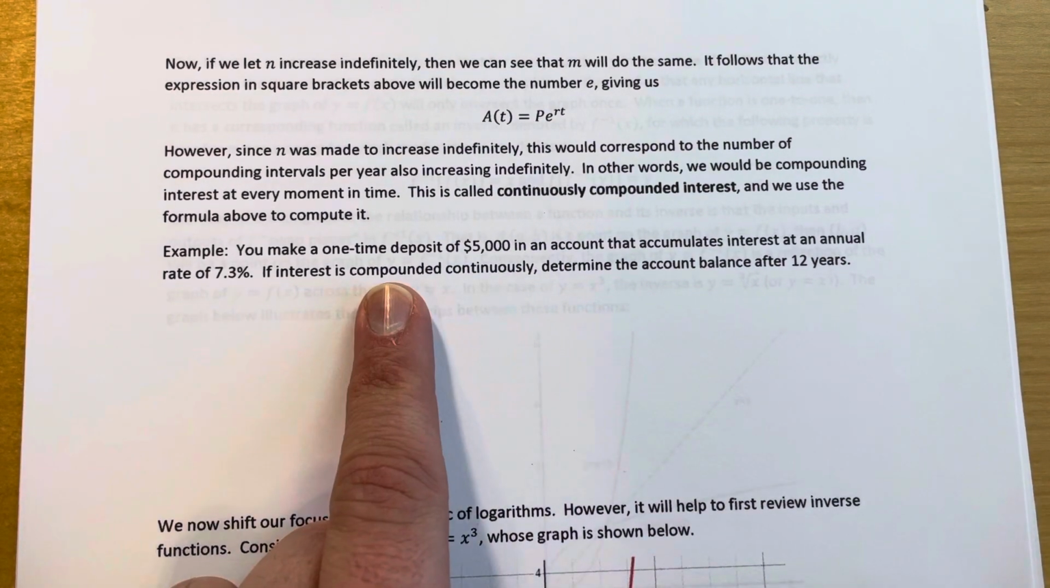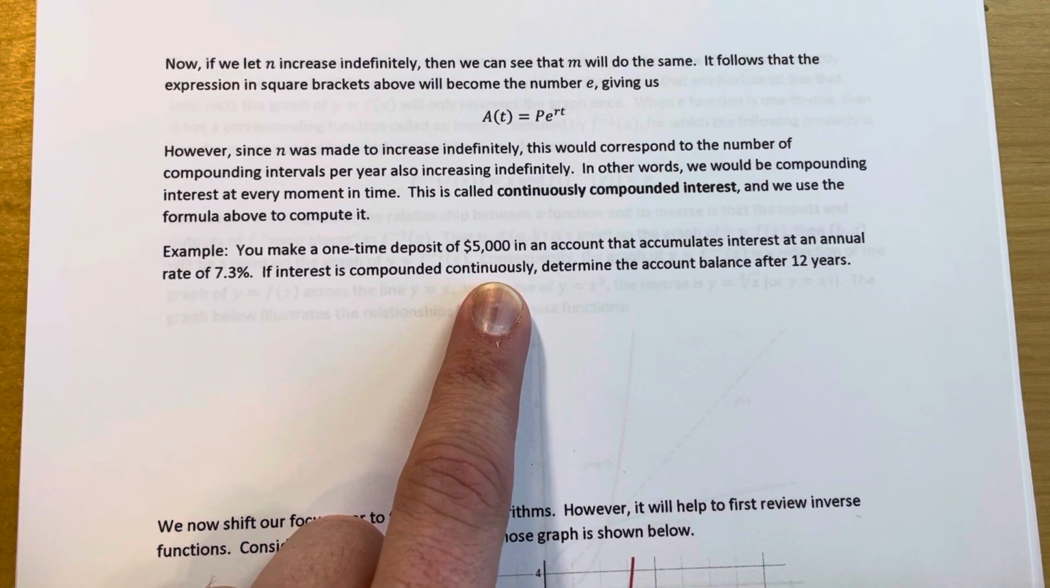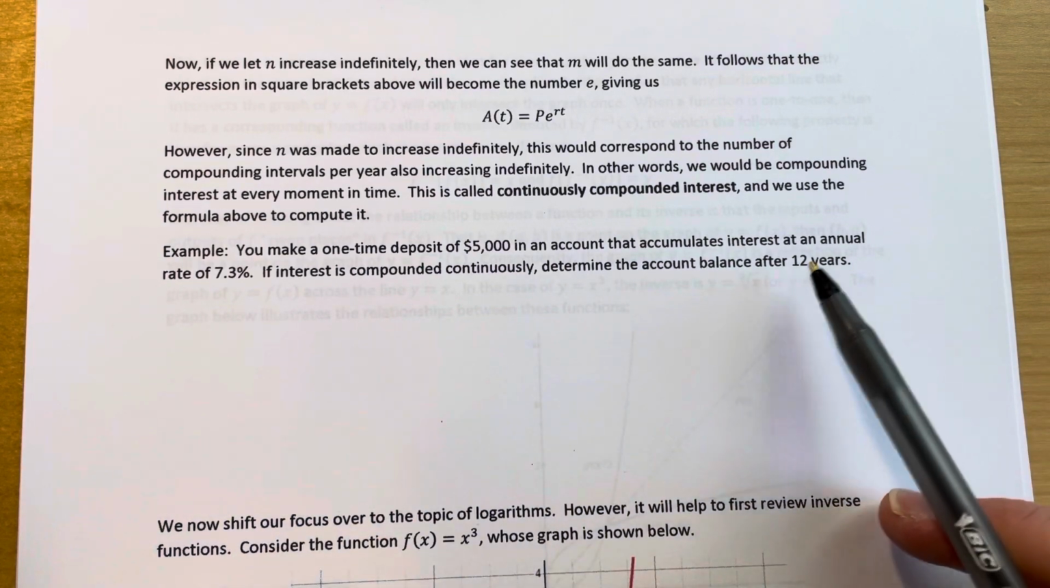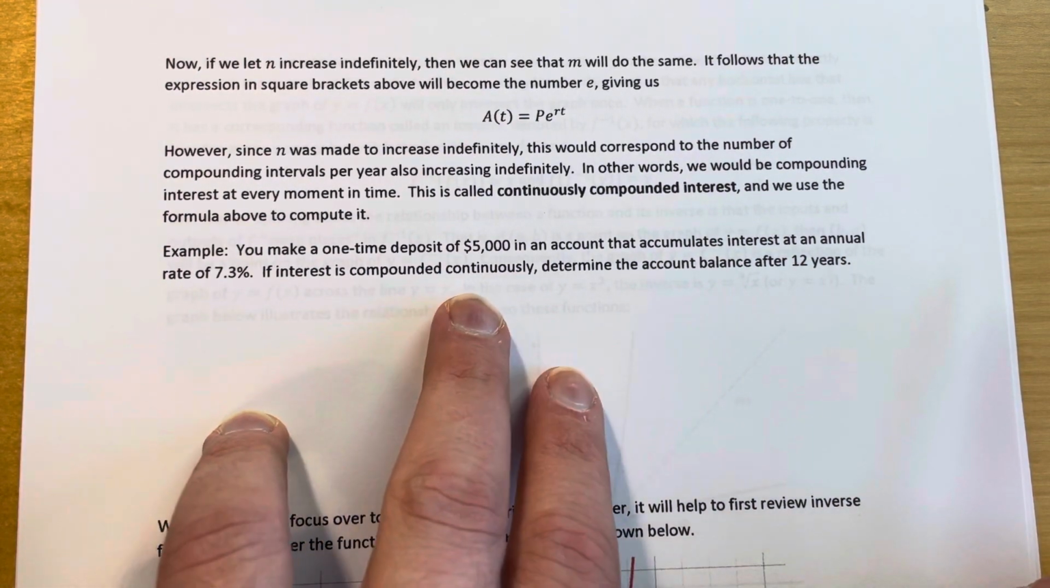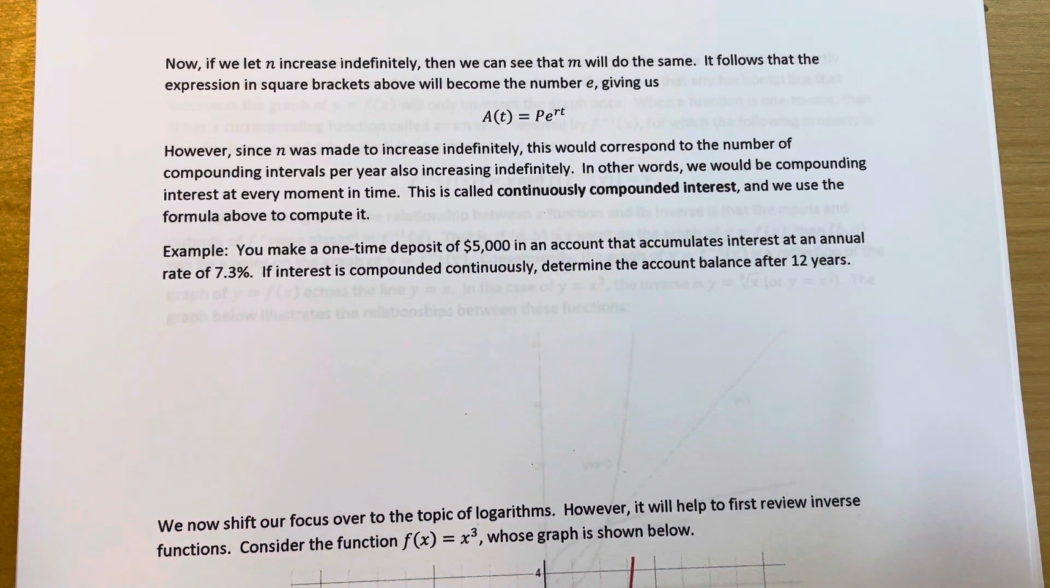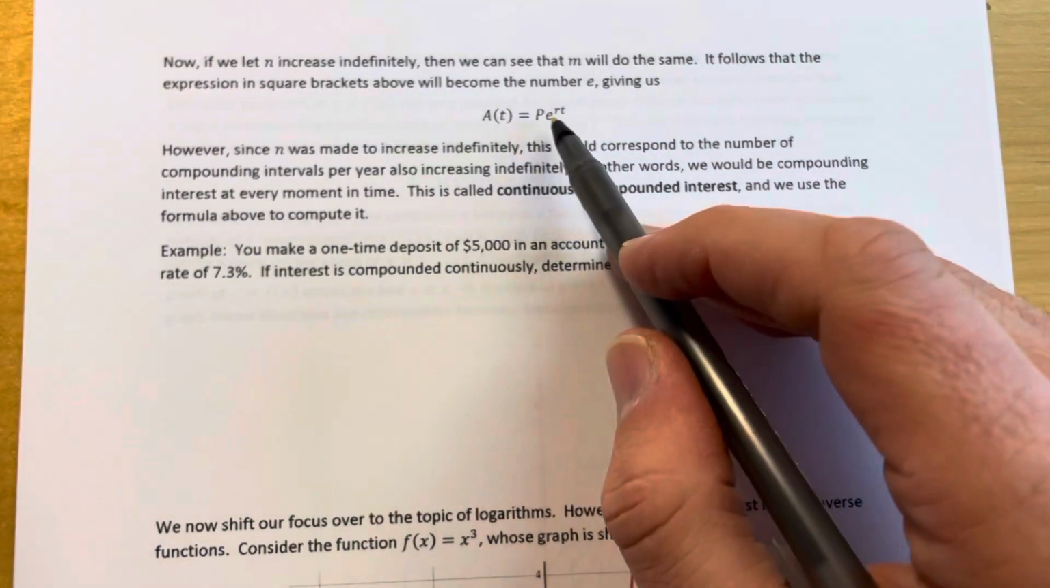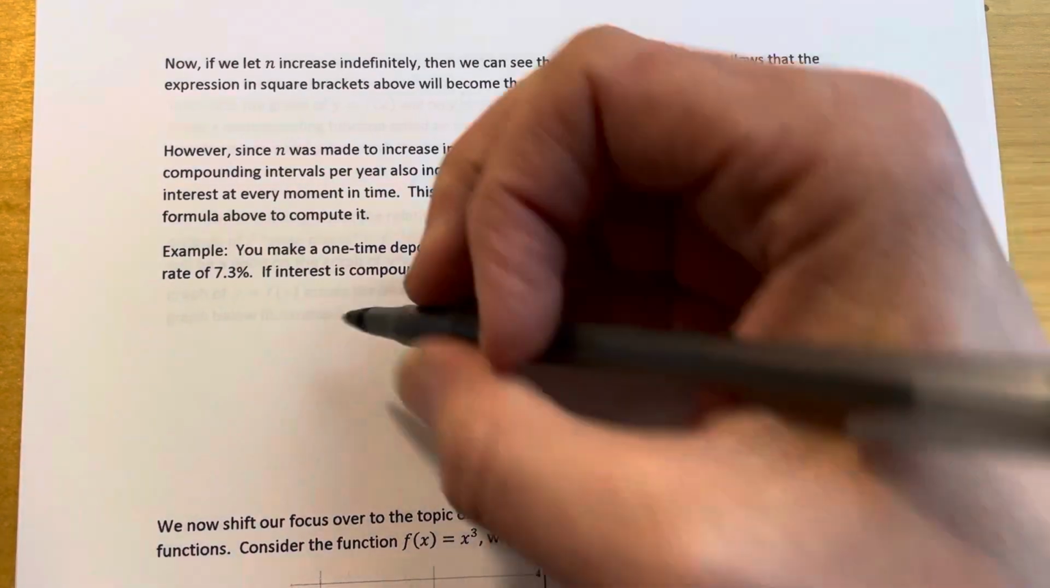Suppose you make a one-time deposit of $5,000 in an account that accumulates interest at an annual rate of 7.3%. If interest is compounded continuously, determine the account balance after 12 years. So we're using this formula right here. 12 is the number of years.